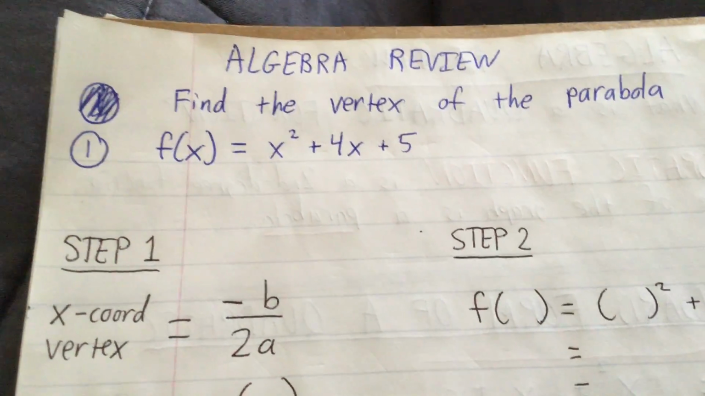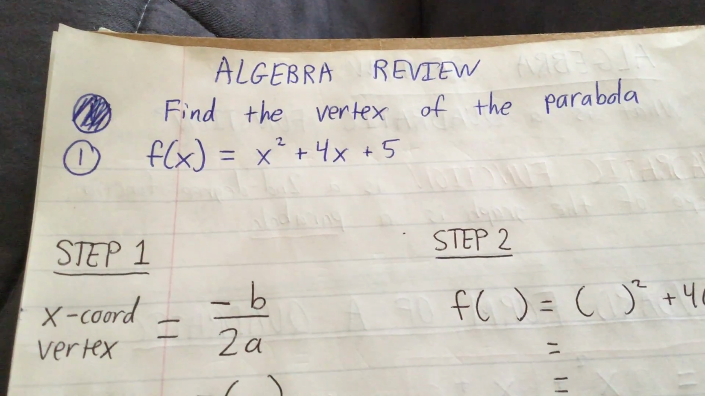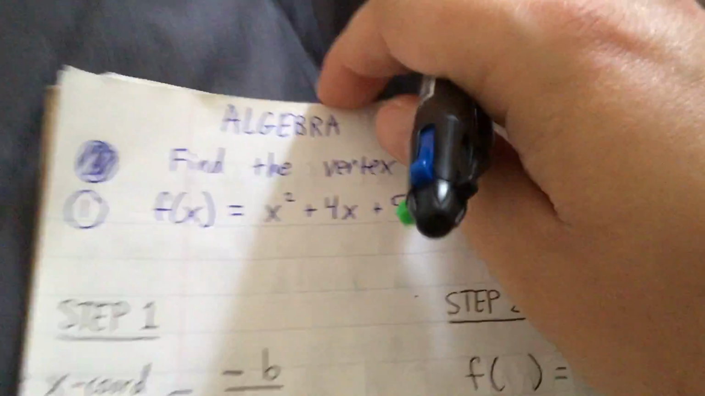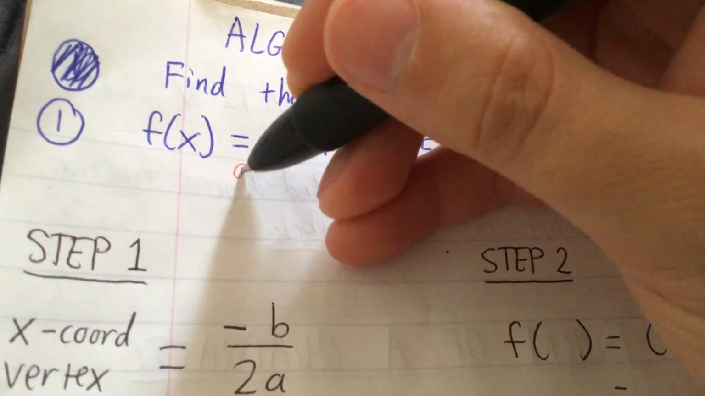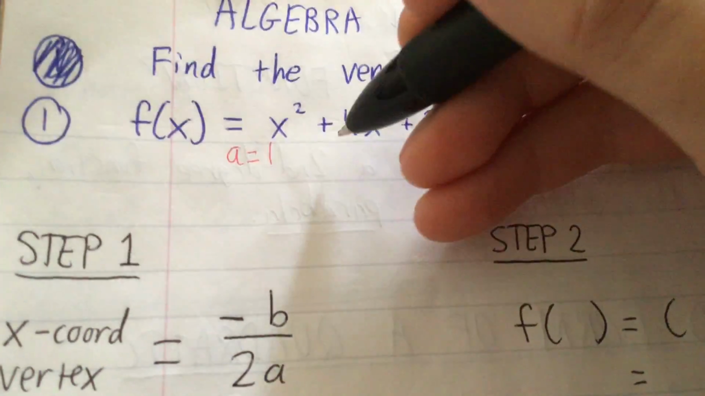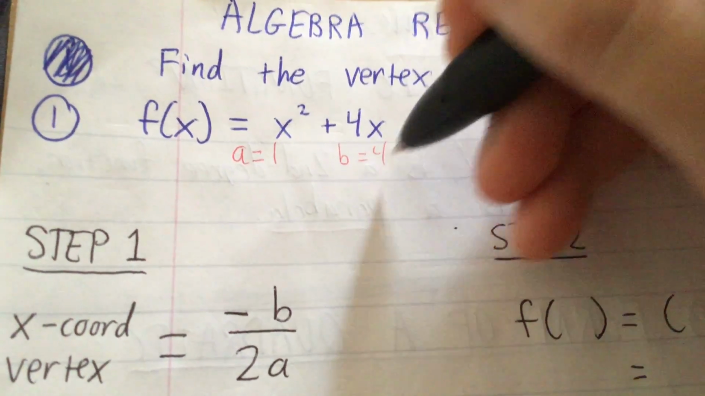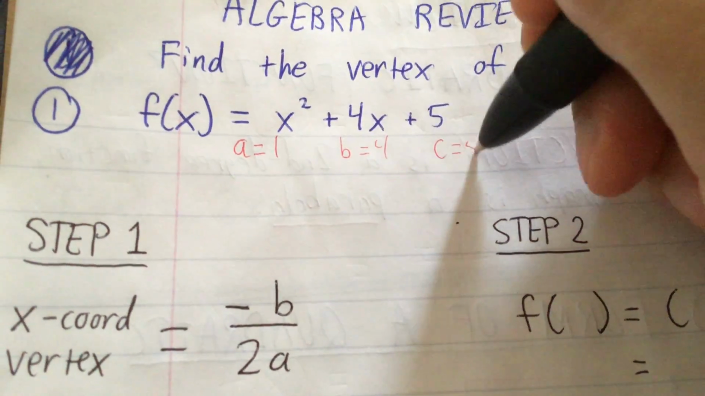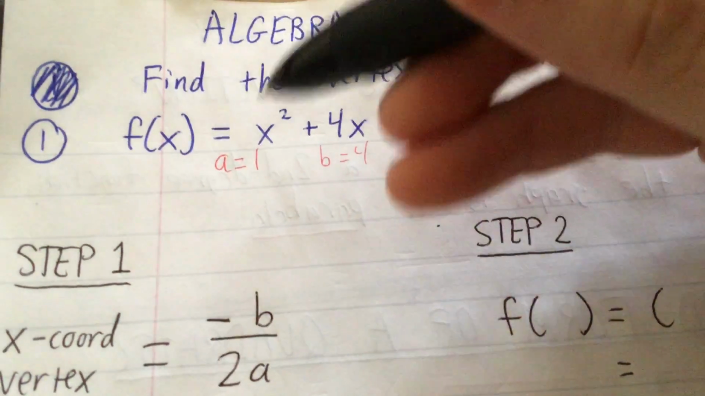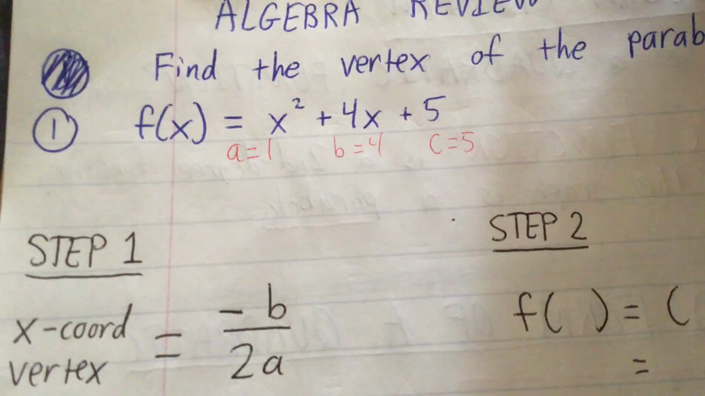So without further ado, find the vertex of this parabola. So this takes me back. Remember that A is 1, B is 4, and just for the heck of it, C is 5. We don't really need C. Anyway, so is A positive or negative?